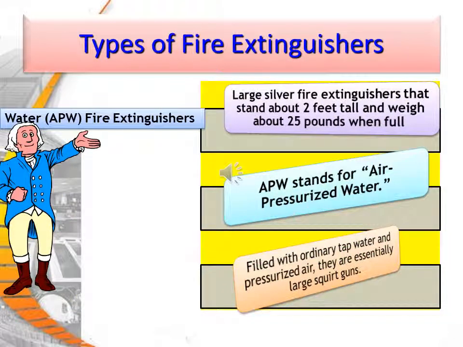Types of fire extinguishers include the water, or APW, which has a large silver appearance, stands about 2 feet tall and weighs about 25 pounds when full. APW stands for air pressurized water, which is filled with ordinary tap water and pressurized air, and they are essentially just large squirt guns.